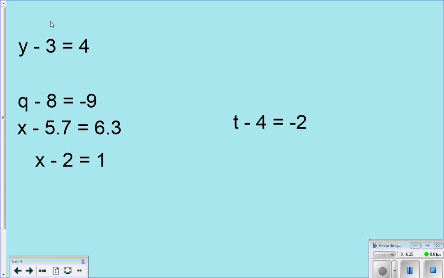Okay, let's look at this one. Make sure you get one of these in your notebook. Make sure you get a subtraction in your notebook. You're going to want it. So you can still think of it as a balance.